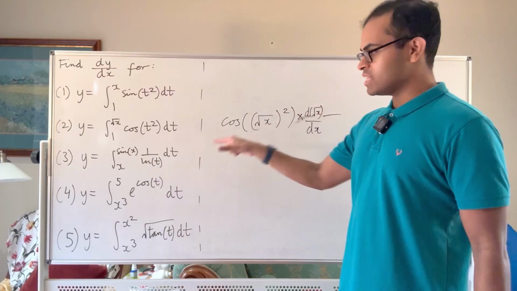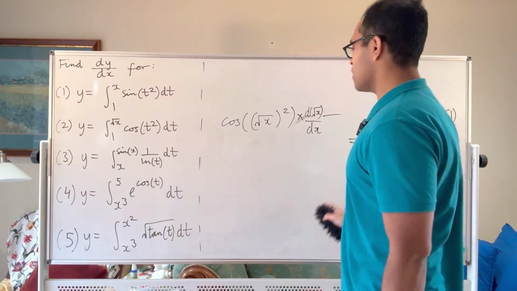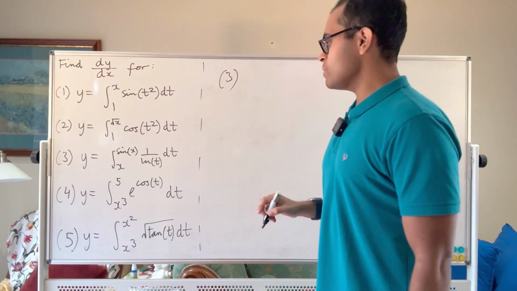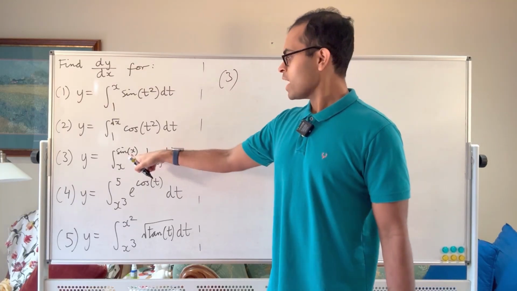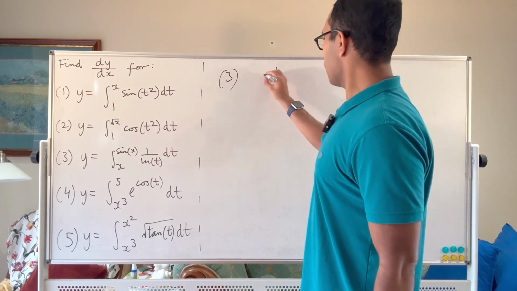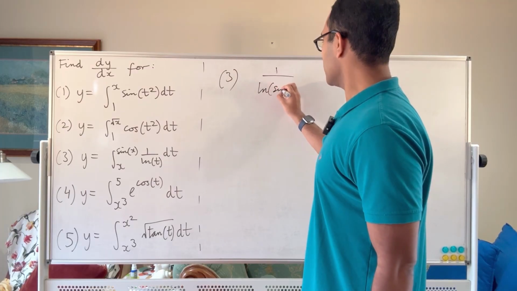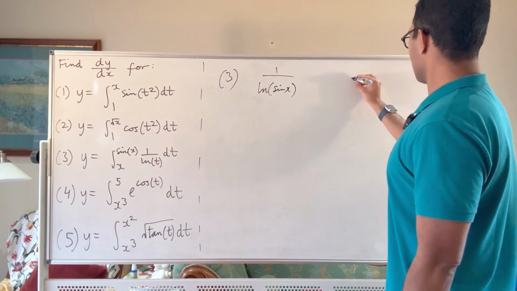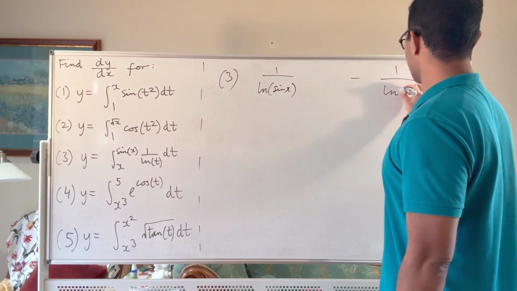So I'm now going to get into the third one, and I'm going to do this faster now. Alright, so number 3. In this case, it's the same principle. I'm going to do it faster. Plug in sine x into the integrand, so you get 1 over the log of sine of x, and then plug in x into the integrand, so subtract that off, minus 1 over the log of x.